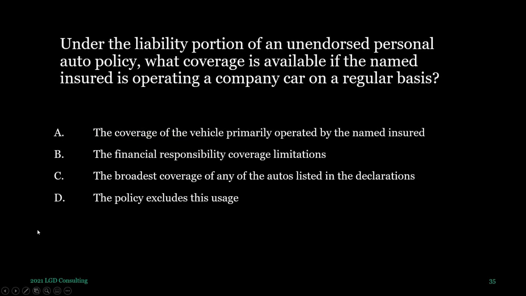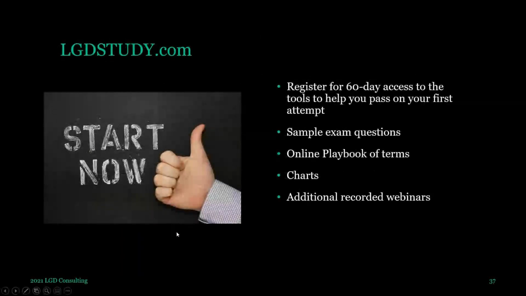Under the liability portion of a personal auto policy, notice I don't say this one, because it has no relevance. We're talking about liability under a personal auto policy. What coverage is available if the named insured is operating a company car on a regular basis? And your policy doesn't cover you using a company car on a regular basis unless you bought that extended non-owned auto coverage endorsement. Okay, so this says there's no endorsement, so you bought the stock policy, so it's not going to provide that coverage. All right, so that's kind of what I have today.